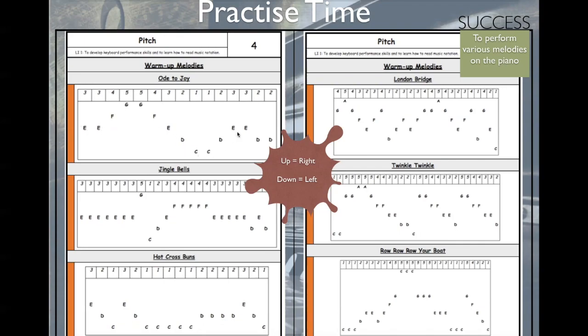So you're not pausing in between the notes. You're still playing to the same pulse. So think about your heartbeat. If your heart stops, what's going to happen to you? Yeah. Not too great. So the same thing happens with music.